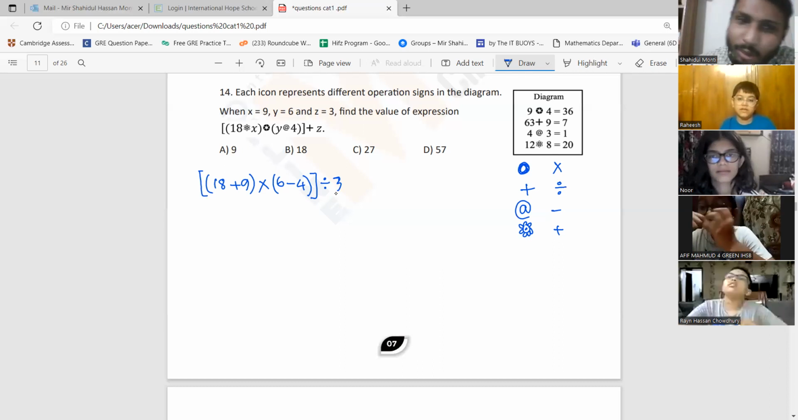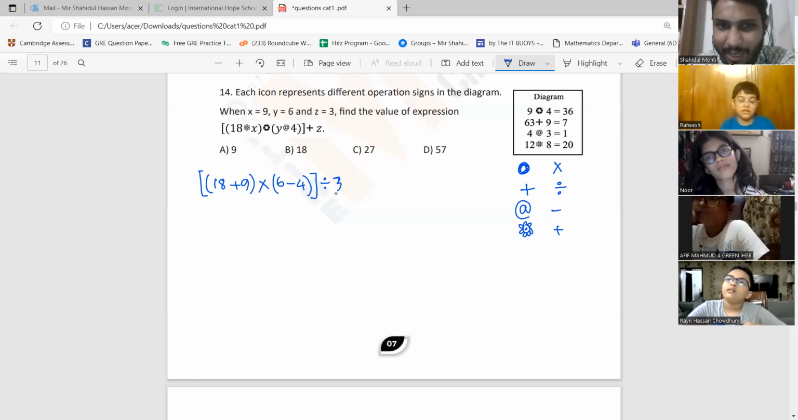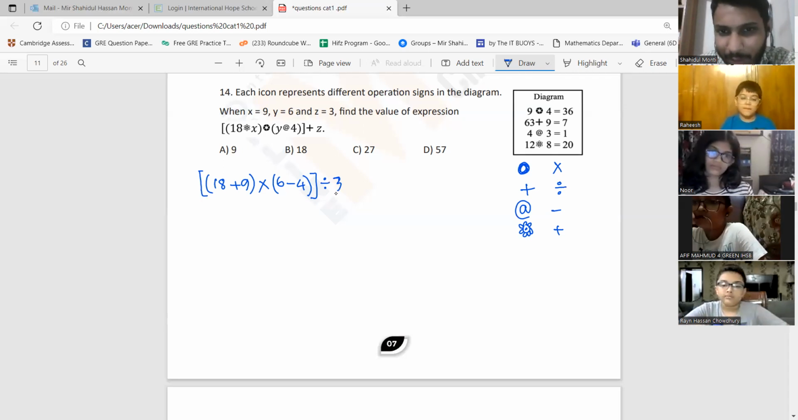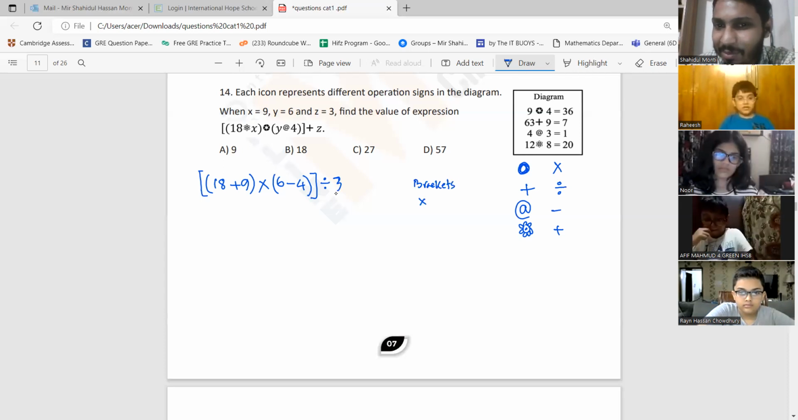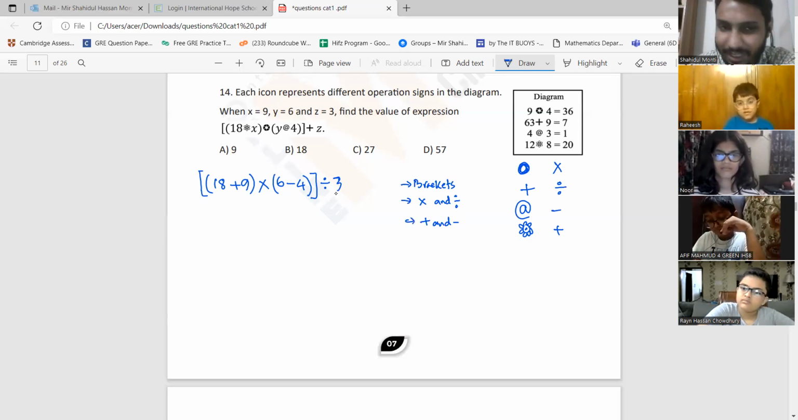Now the rule is, students, first you have to solve inside the bracket. 18 plus 9. Please follow me. First we go brackets, inside the brackets. Then we go multiplication and division. And then we do addition and subtraction. So this is the procedure that we have to follow. First, we solve inside the bracket, then multiply and divide, and then plus and minus.